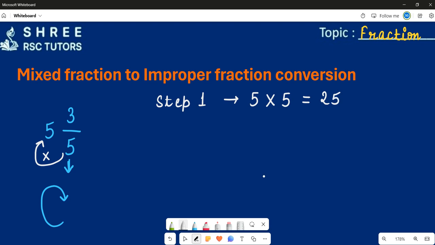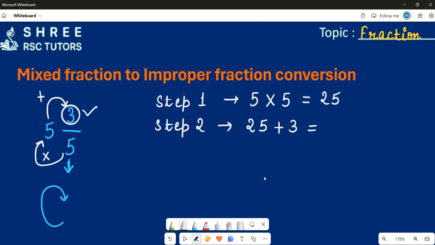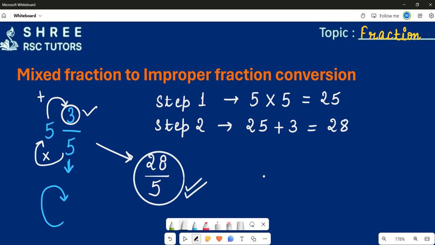Now whatever answer you are getting, you need to add that up into the top number which is your numerator. This is the second step. Step 2 is to add the answer, which is 25, into the top number, which is your numerator, and then you'll get 28. And this is how your numerator will become 28 and the denominator stays the same, which is 5. So 28 over 5 will be your answer.